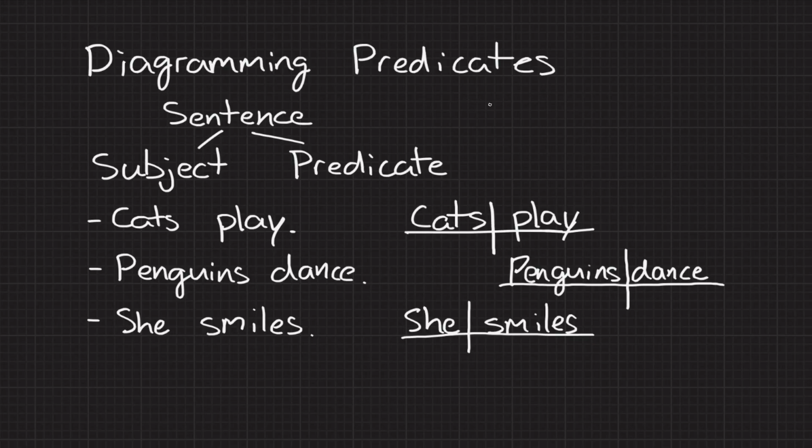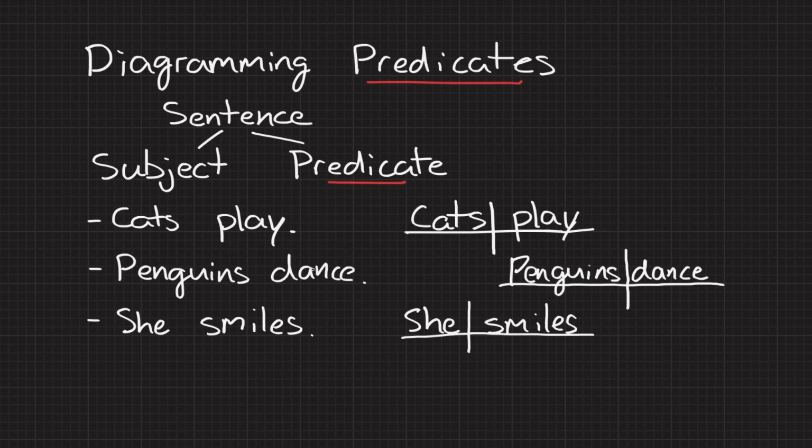Let's quickly review how to diagram predicates. Every sentence is divided into two main parts. The subject, which is who or what is doing the action or is being talked about, and the predicate, which is everything else that is needed to make the complete sentence. Always includes a verb, but could include objects and complements and other things.